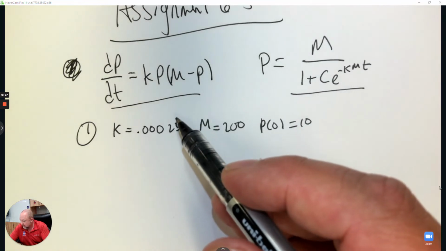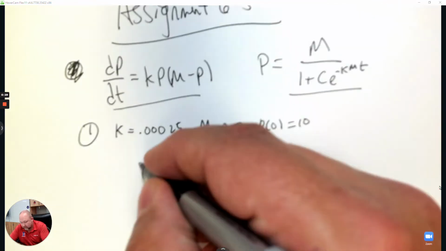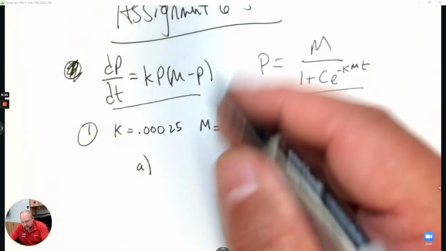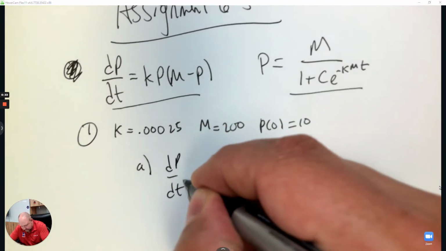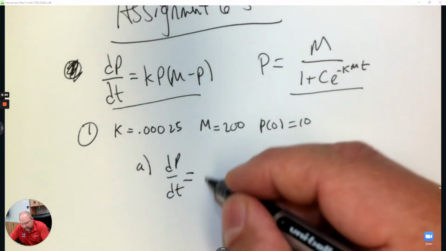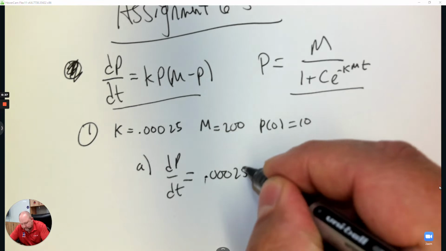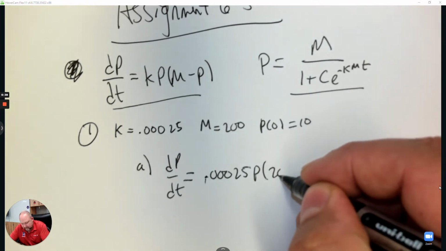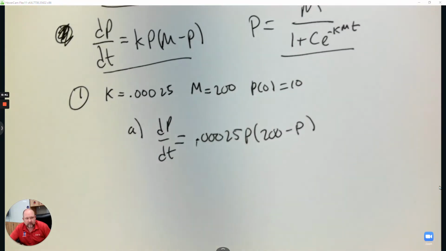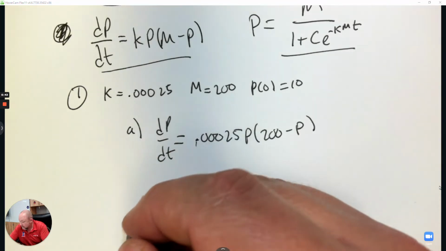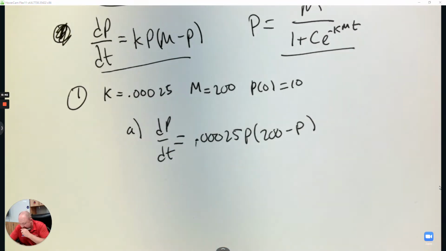So I don't really want to. Let's go one step at a time. Write a differential equation for that. That's the first part. That's dP/dt. We take the values k and M, and P stays in there. There it is.